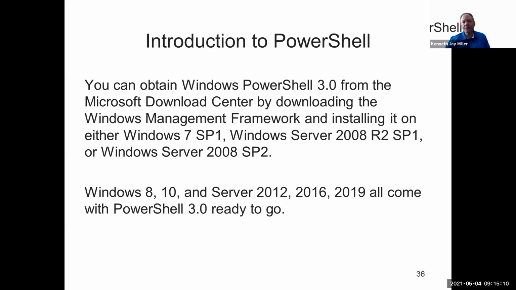Now, you can obtain PowerShell from the Download Center, and it's already installed on our modern systems. So Windows 8, Windows 10, Server 2012 and newer, all come with PowerShell 3.0 installed and ready to go, right? So to get to it, all we have to do is right-click on our start and select PowerShell, right?